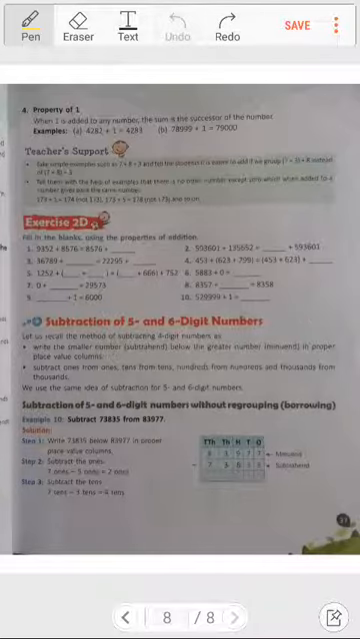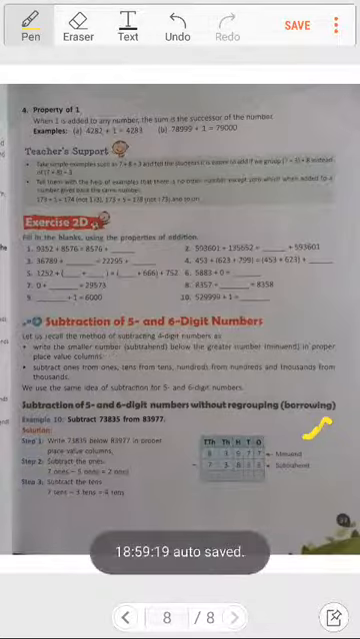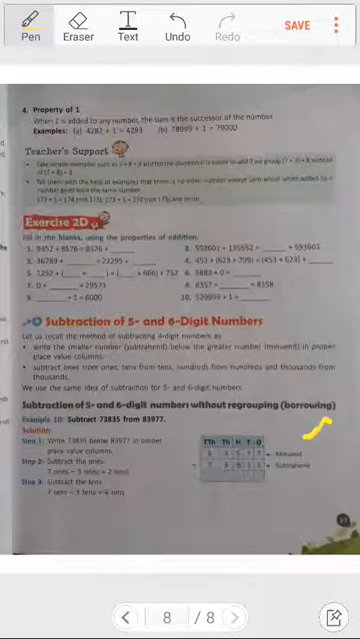So, subtraction of 5 and 6 digit numbers. Let us recall the method of subtracting 4 digit numbers. What we had done: write the smaller number below the greater number. The greater number should always be at the top. Here, minuend is greater and subtrahend is smaller. A smaller number will be subtracted from a greater number. Subtract ones from ones, tens from tens, hundreds from hundreds, and thousands from thousands.